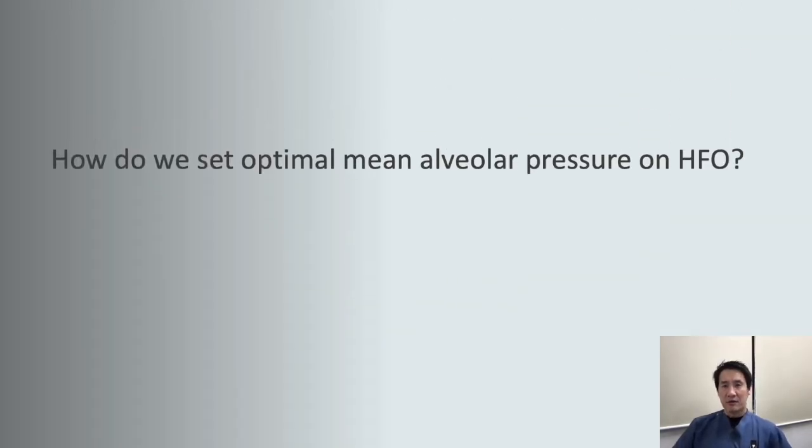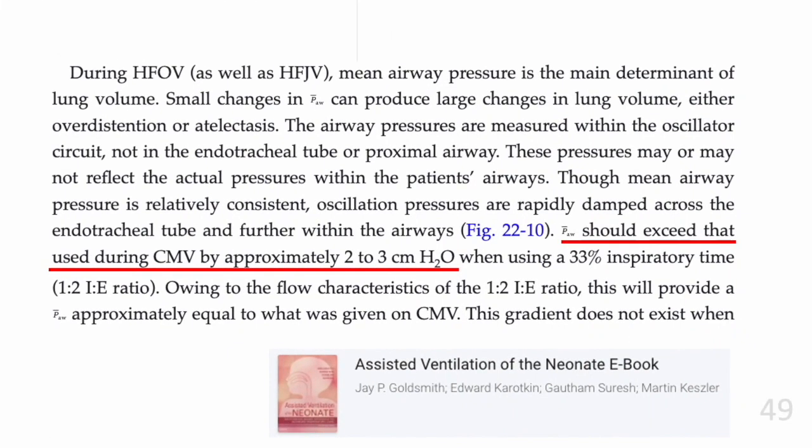Okay, now I'd like to discuss the MAP for a moment. How to determine the appropriate MAP in HFO. This is the reference from a textbook on neonatal ventilation management. It is written that the MAP value should be set 2 to 3 centimeters H2O higher than the setting of CMV. Other papers on HFOs also make similar statements. A slightly higher airway pressure than during CMV is associated with adequate lung recruitment.